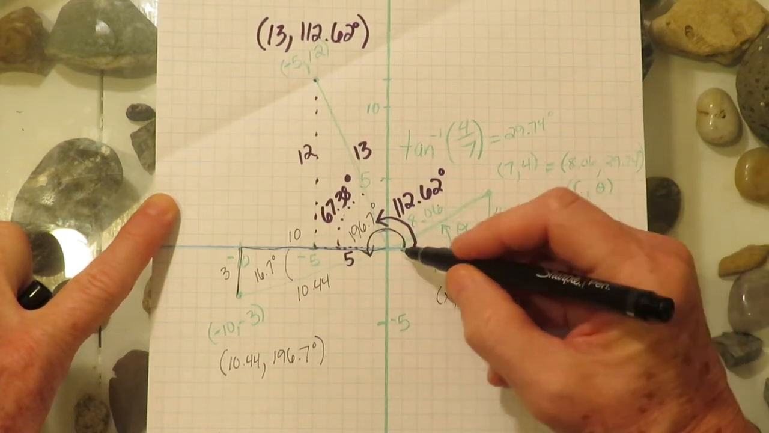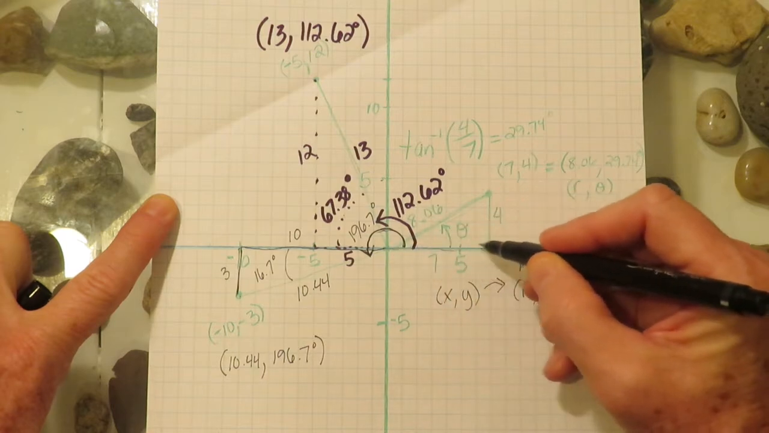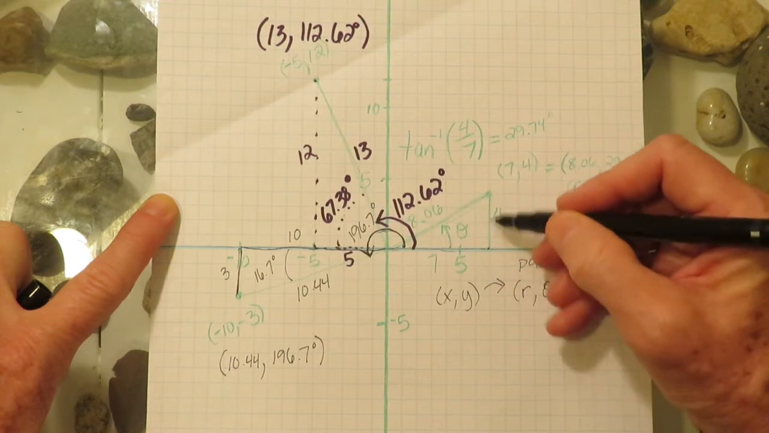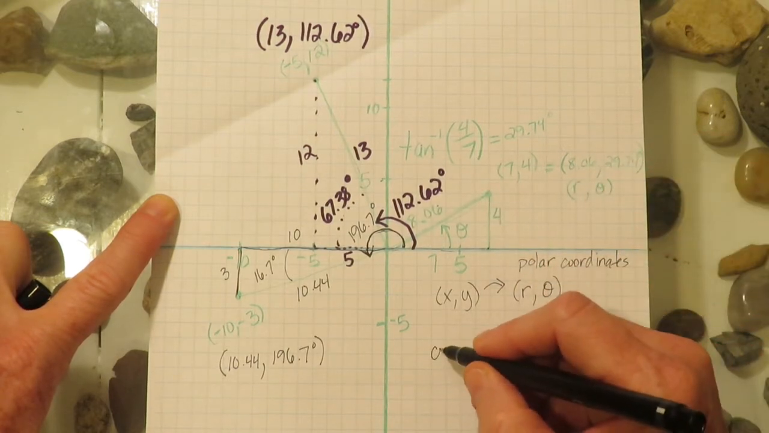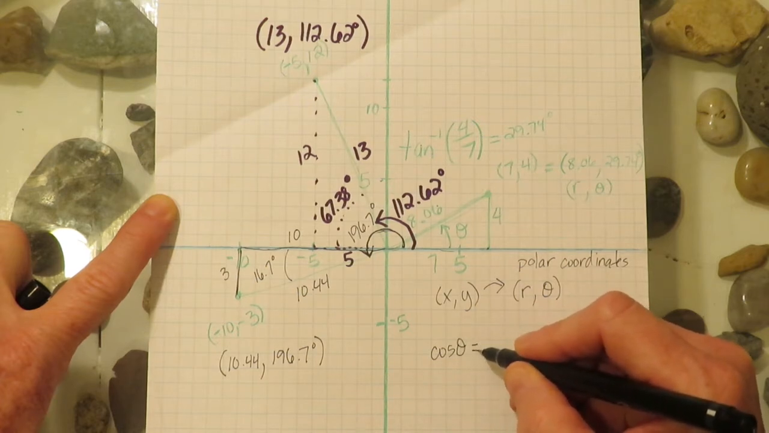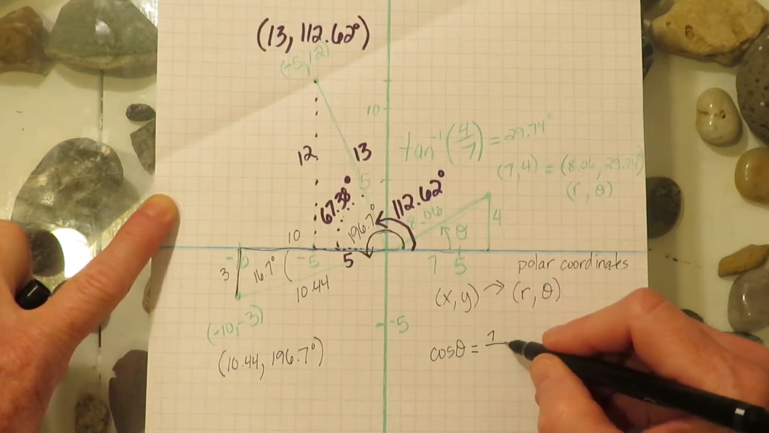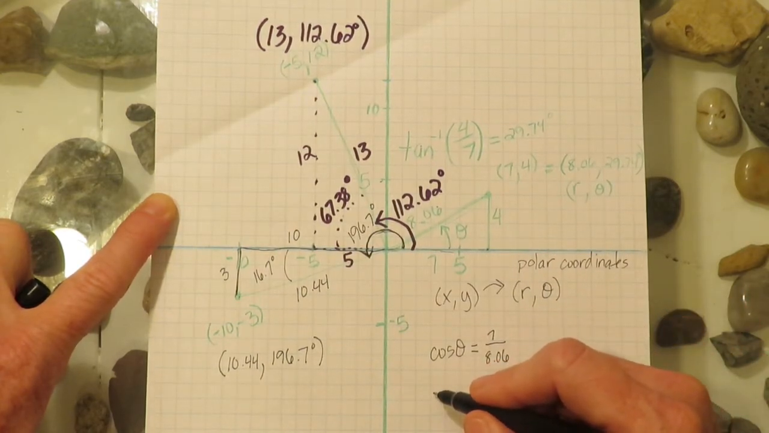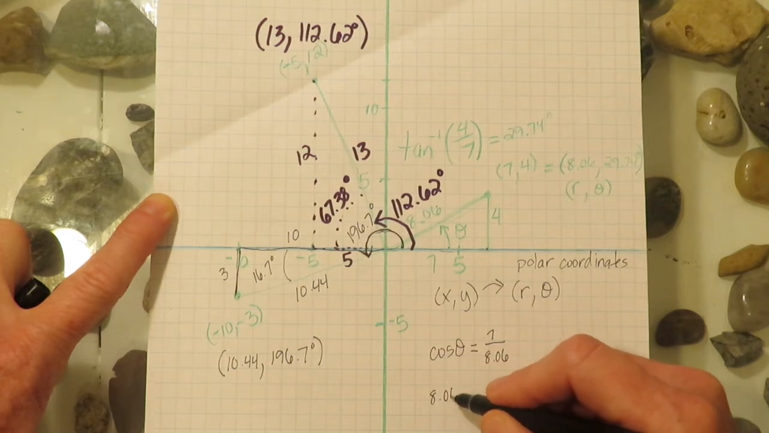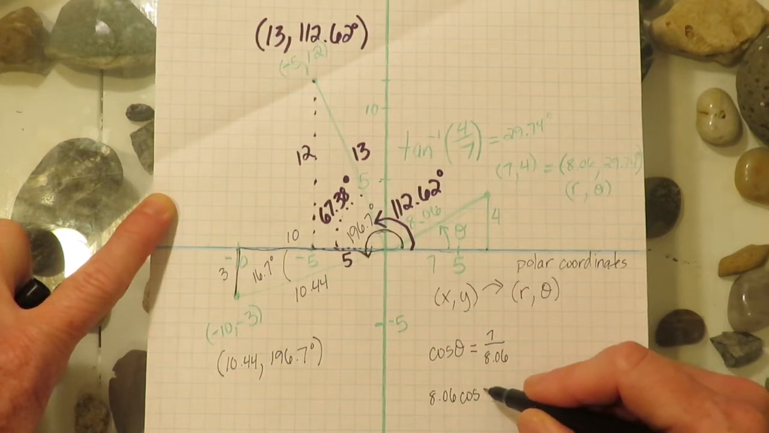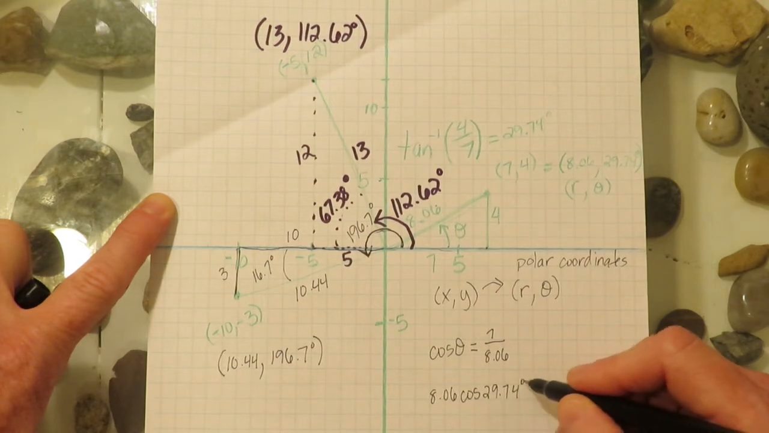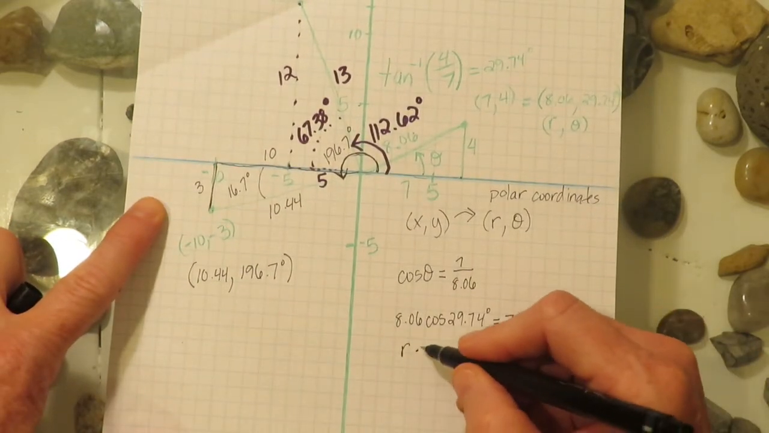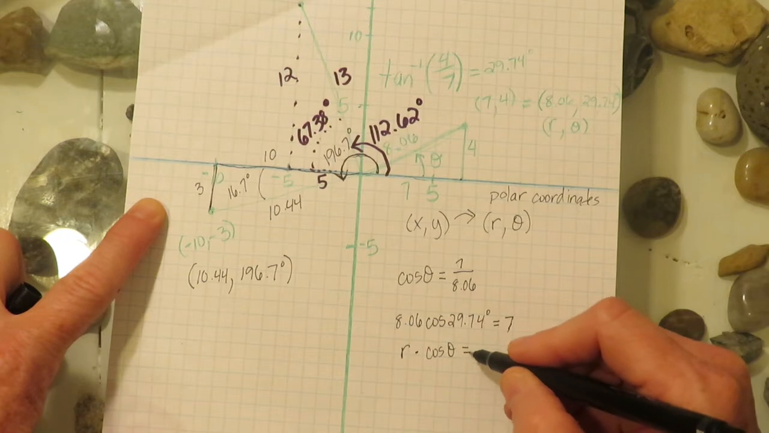Notice that the x here is the adjacent side of the triangle to that angle, and y is the opposite side. And so cosine of theta is equal to the adjacent over the hypotenuse. So the radius, in this case it was 8.06, times cosine of the angle, which in this case was 29.74 degrees, equals that x coordinate. Alright, so radius times cosine of theta gives me the x coordinate.